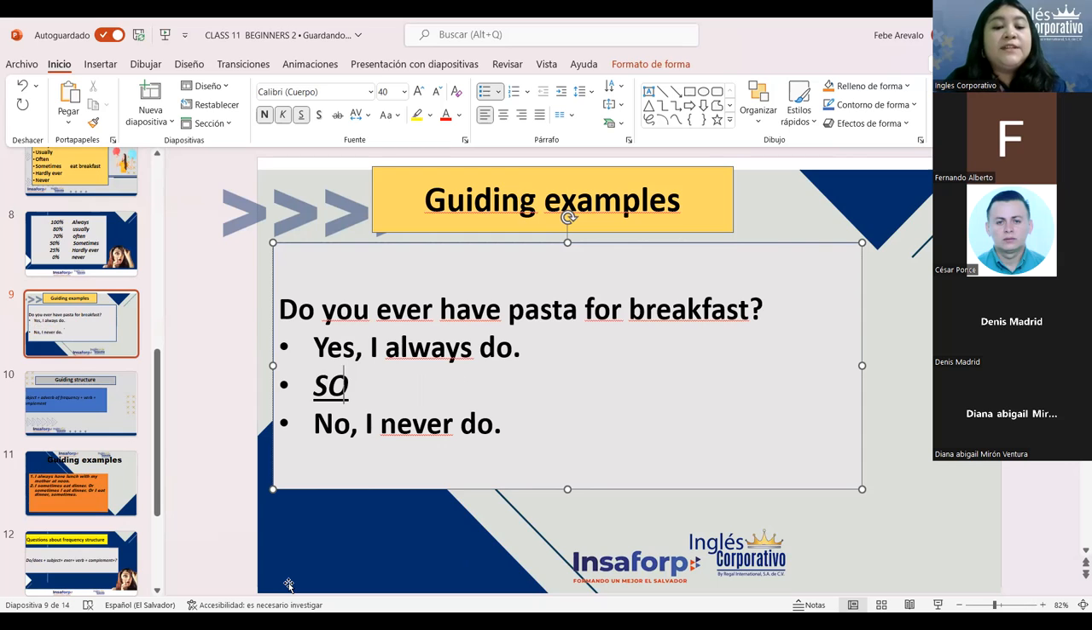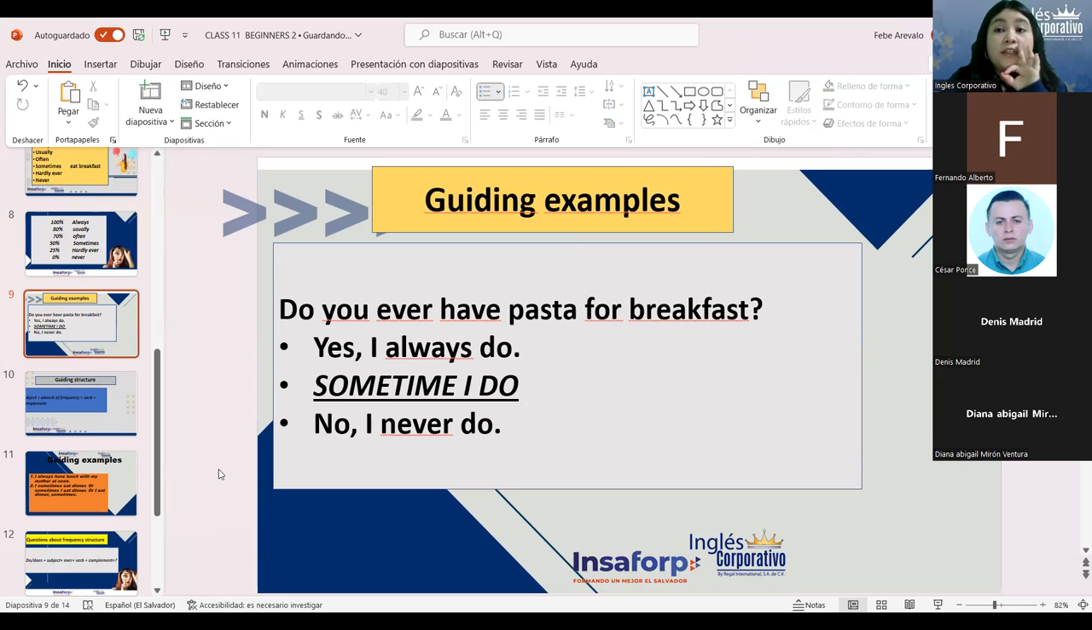Perdón, sometimes I do. Así era como lo tenía yo al principio. Right? And you are allowed to do that. Y usted tiene permitido hacer eso. Son tres formas, repito. Después del sujeto, antes del sujeto y al final de toda la sentence, al final de toda la oración. Right? So we have this guiding example.